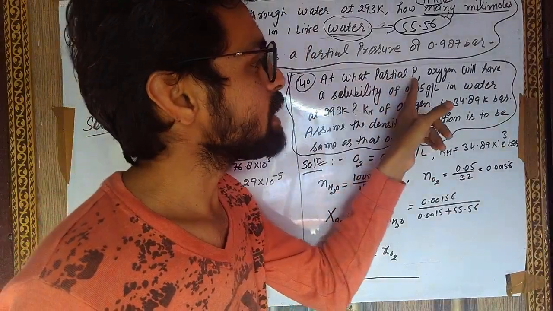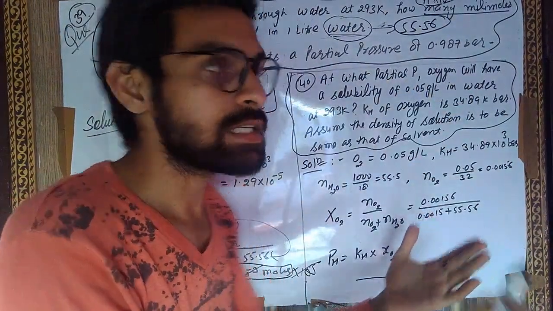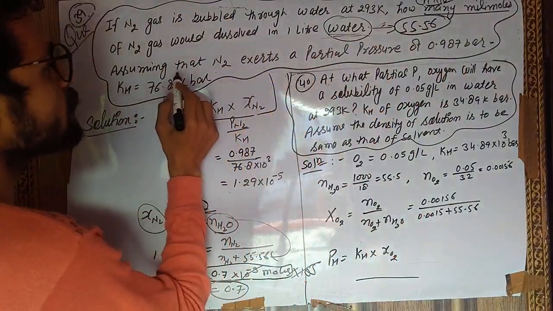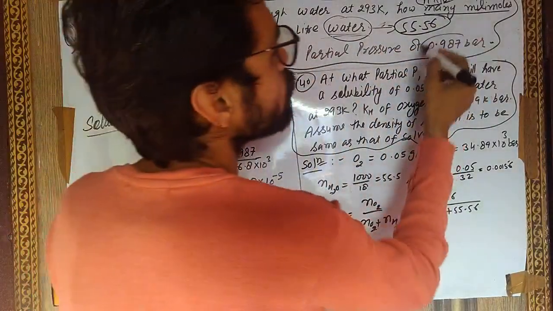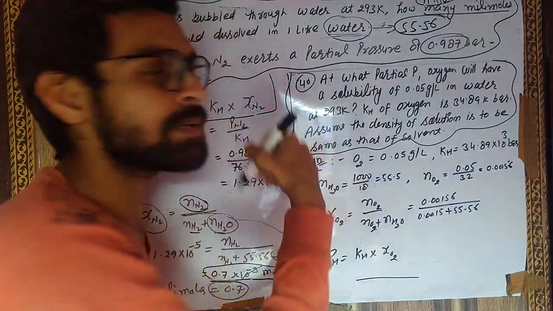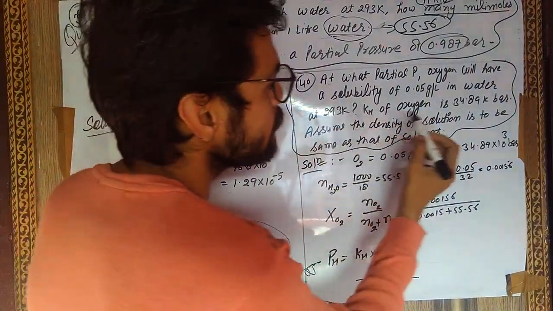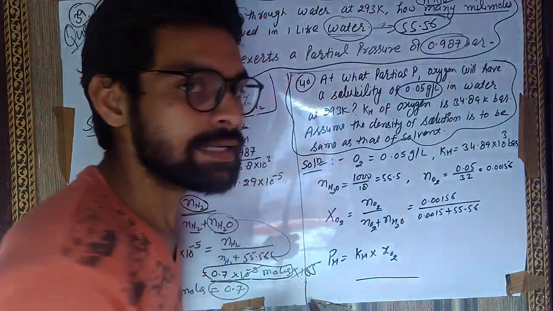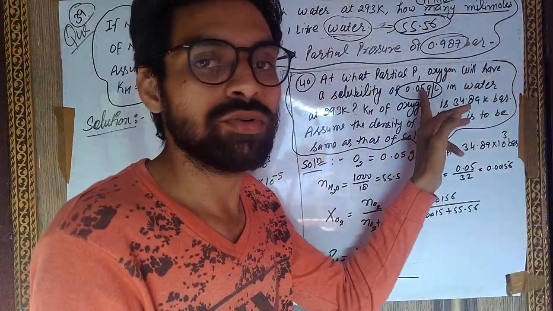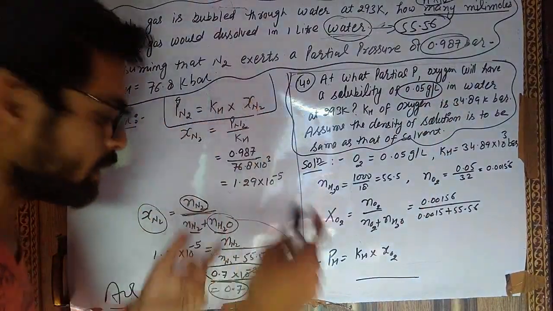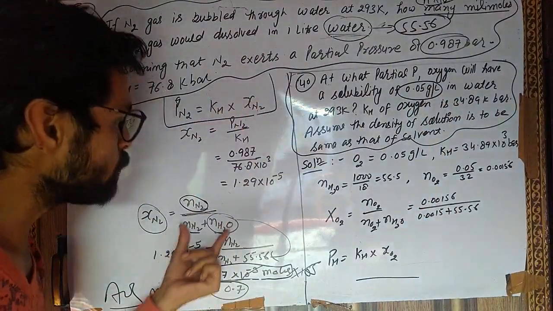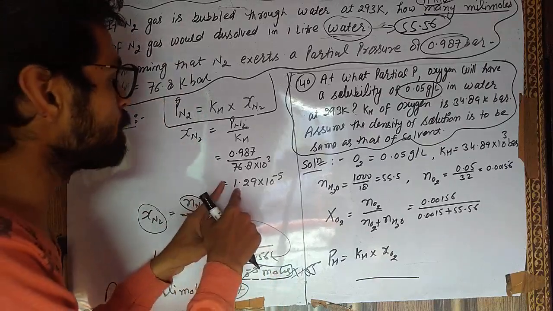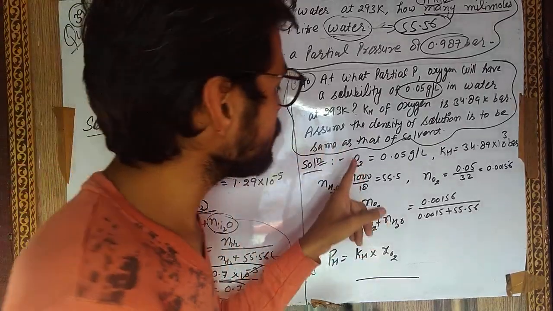Similarly students, one more question, question number 40. At what partial pressure... now partial pressure is asked. In the previous question partial pressure was given, its value was 0.987, but here partial pressure is asked. The second thing, what is given to you? Solubility, that is the amount of solute, is given to you. So you will reverse the question. First you calculate millimoles, then using the value of millimoles you convert it into moles, then mole fraction, then partial pressure.